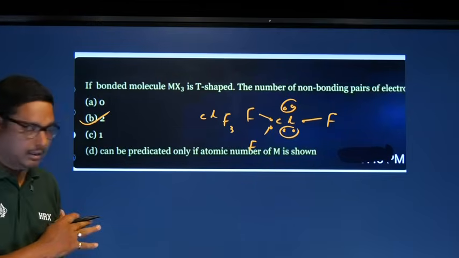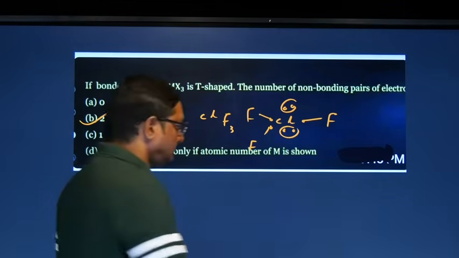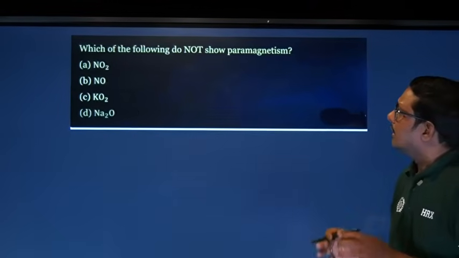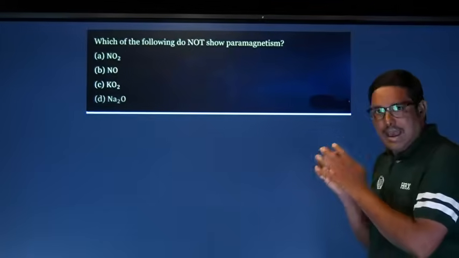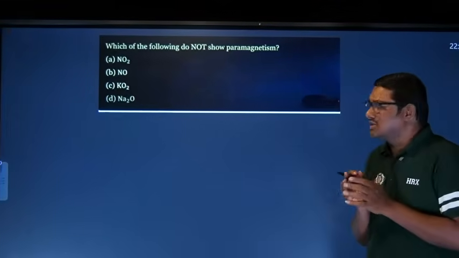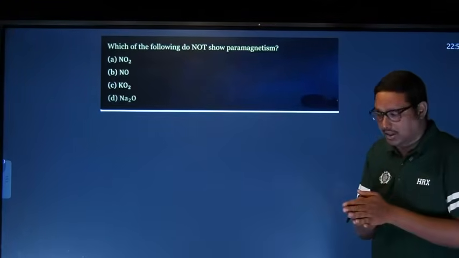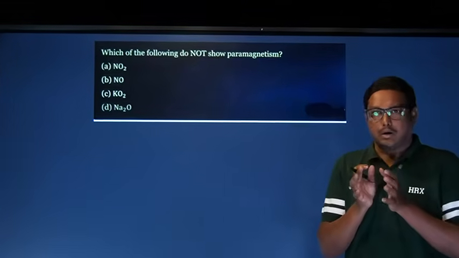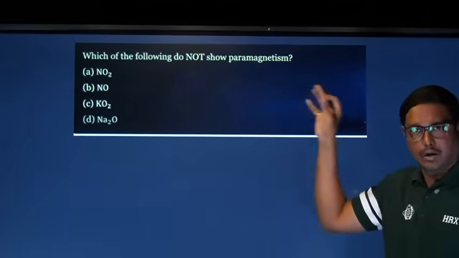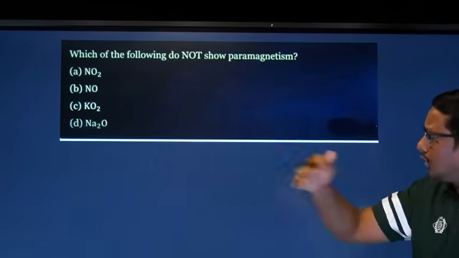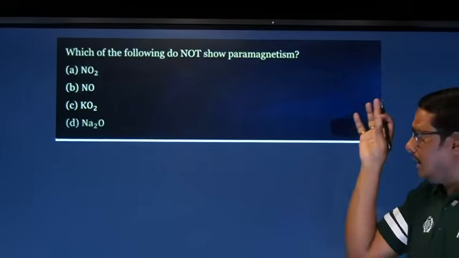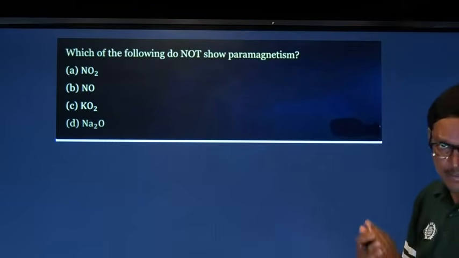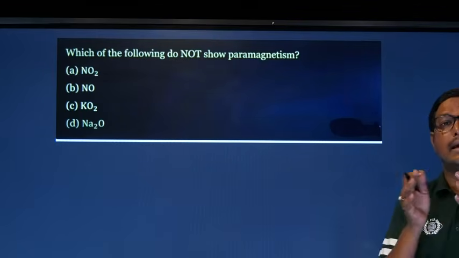Then the next question: which of the following does not show paramagnetism? I'll give you a super trick to answer questions based on paramagnetic and diamagnetic nature. I repeat, if for any molecule the total number of electrons is an odd number, directly you can go for paramagnetic, or else you can say diamagnetic in nature.